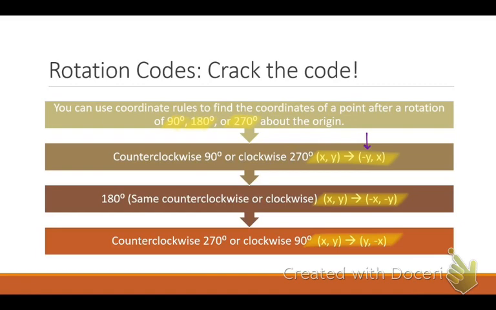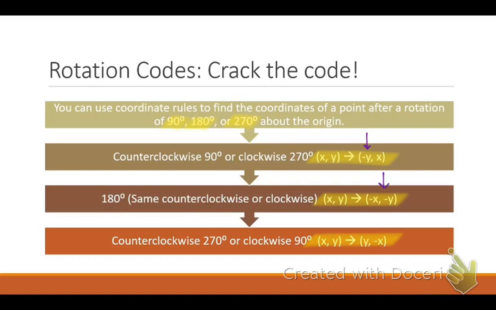That means it's going to be the opposite sign of whatever it was in the original ordered pair. Okay? So, if I'm going these degrees of rotation, counterclockwise 90 or clockwise 270, I'm going to flip them and do the opposite of my y value. Okay? Same thing goes with 180, except now I have a different rule.